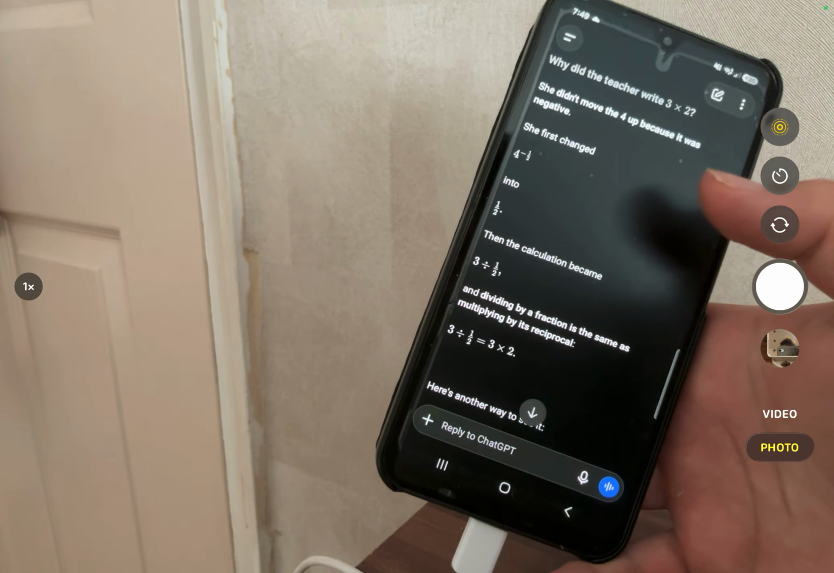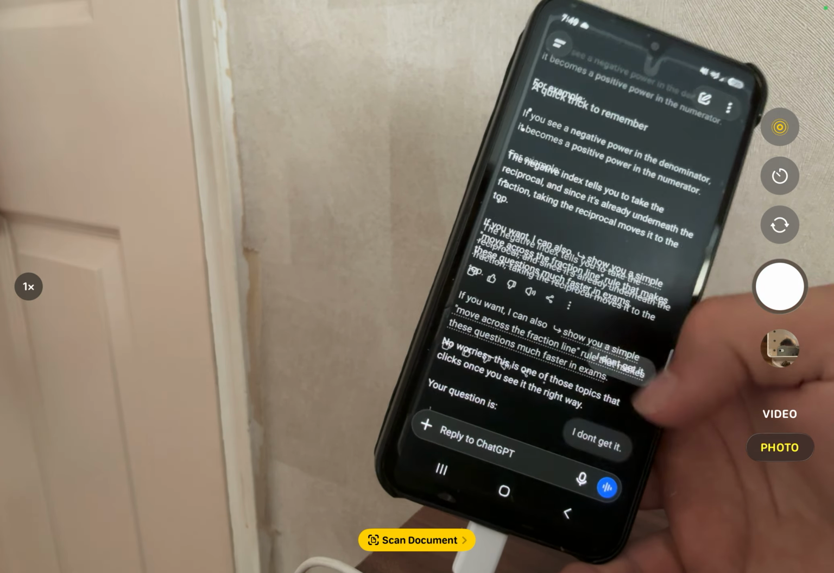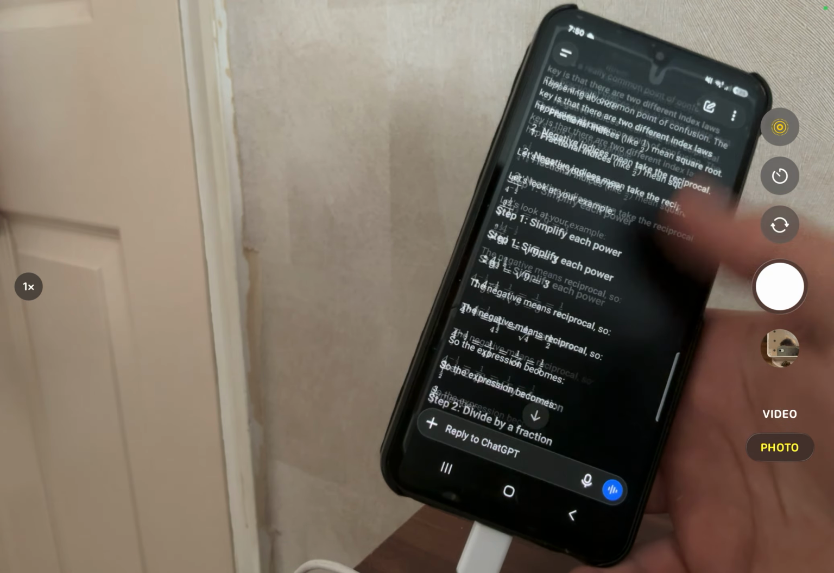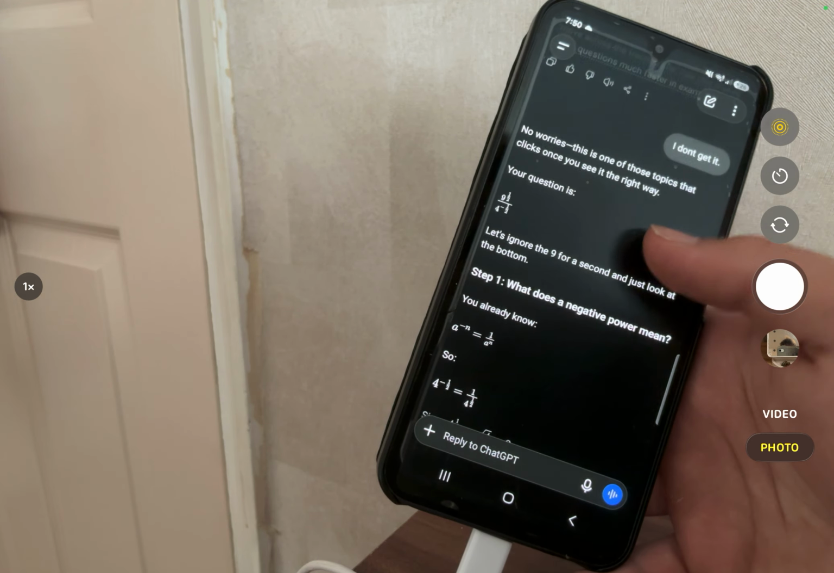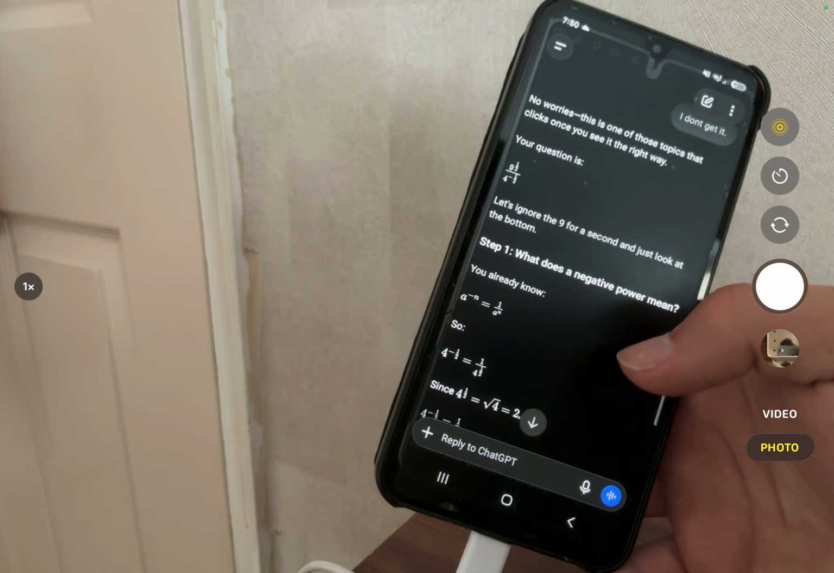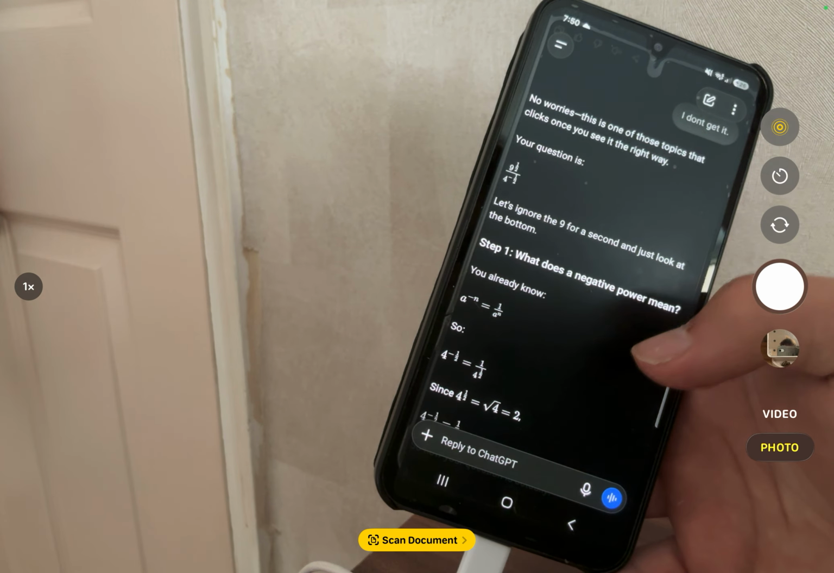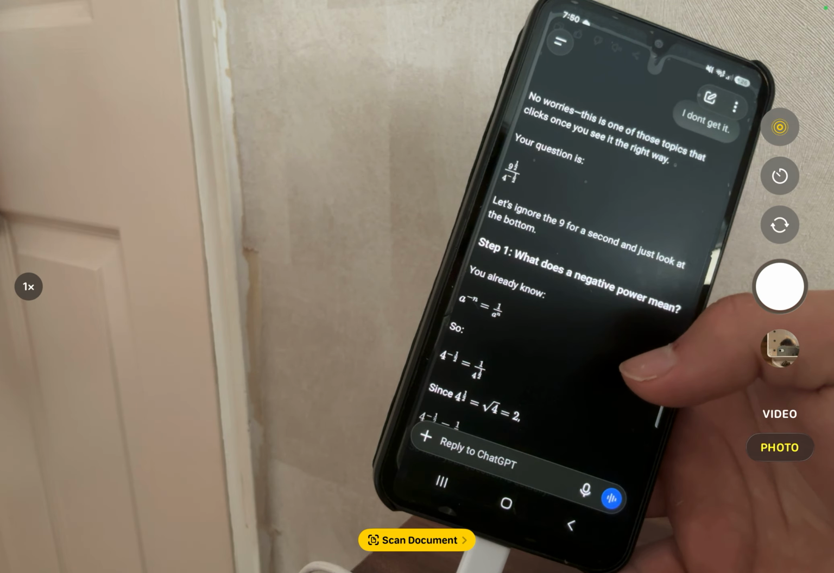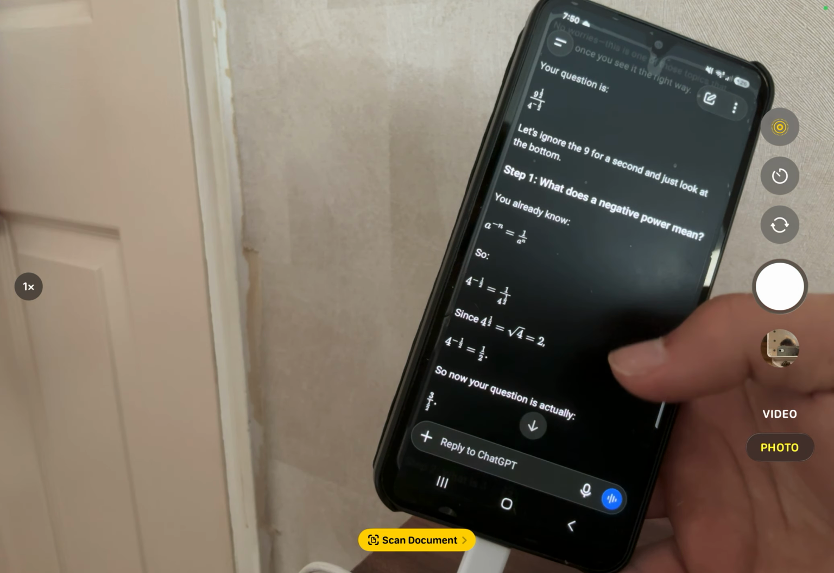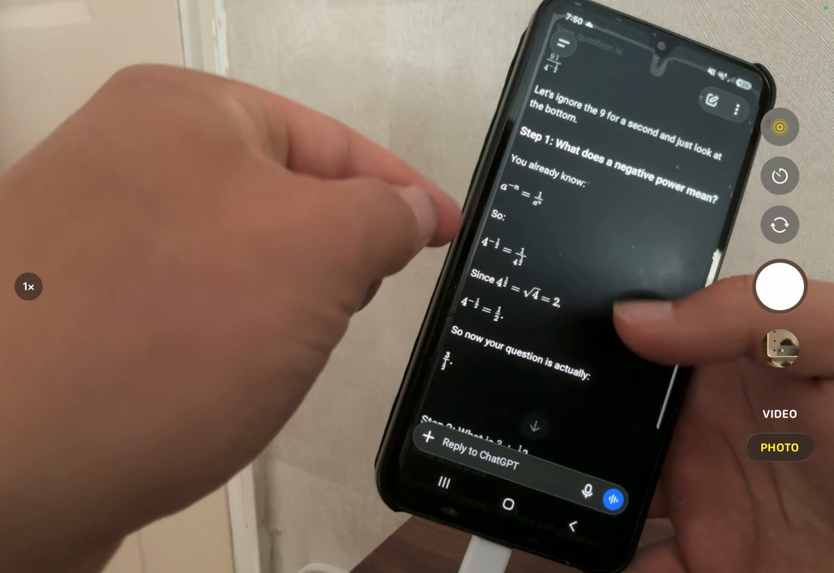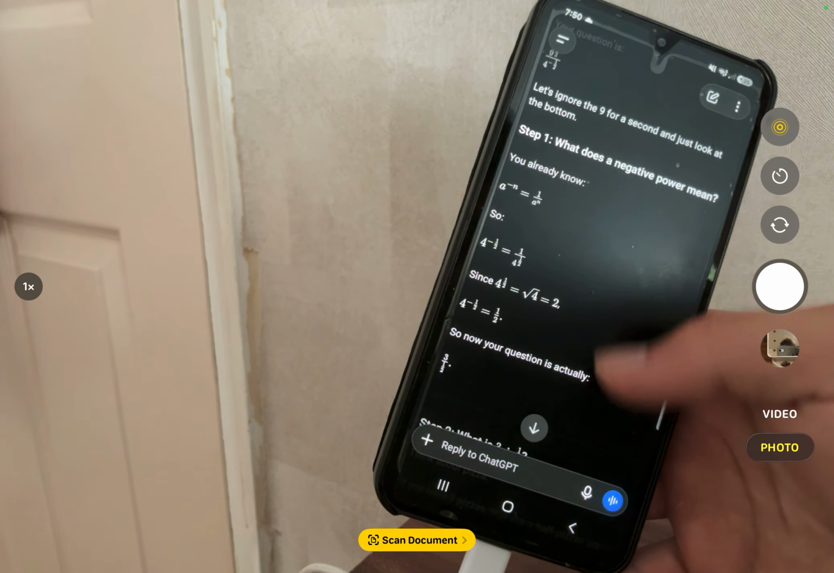Laws of indices. So basically, I asked him like this, and he said, "That's a really common point." And I said, "I still don't get it." No. So basically, your question is the question that we had. This is the question that I was doing, right? Let's ignore the 9 for a second and just look at the bottom. What does the negative mean? Like, this is the law. So this equals this.